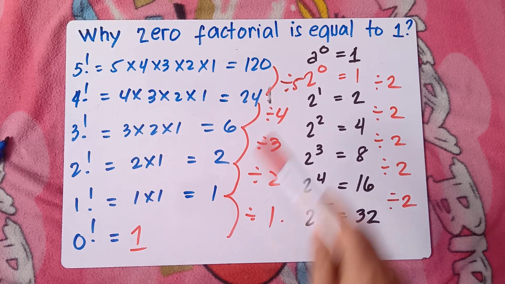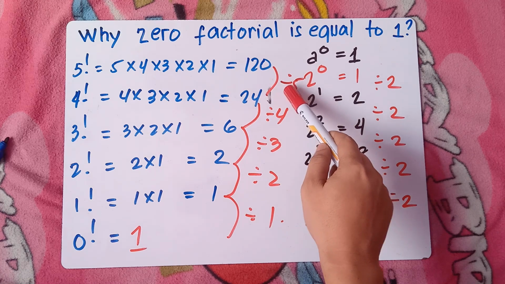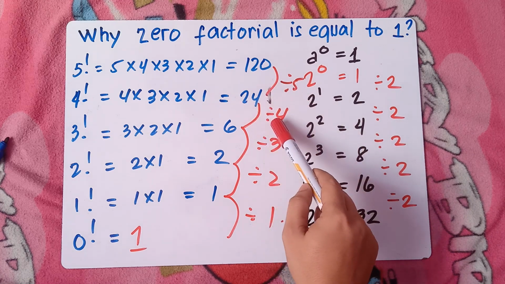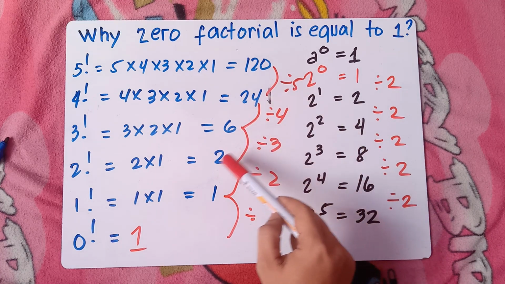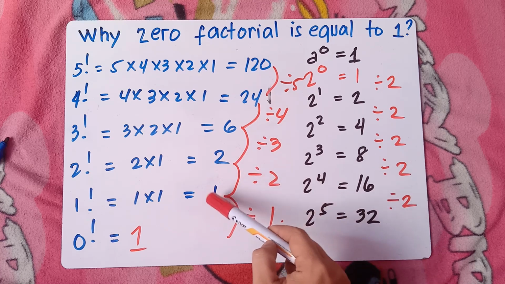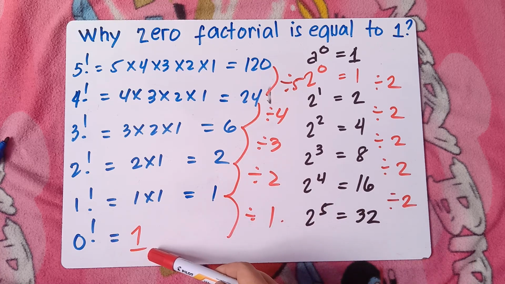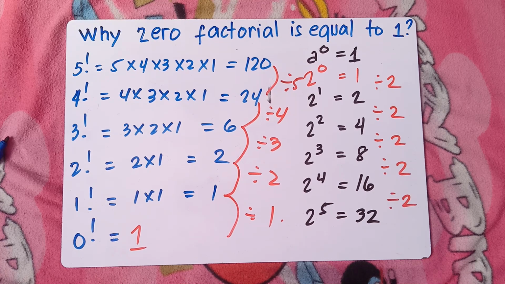So let's check the pattern, class. 120 divided by 5 is 24. 24 divided by 4 is 6. 6 divided by 3 is 2. 2 divided by 2 is 1. 1 divided by 1 is 1. That's why 0 factorial is equivalent to 1.